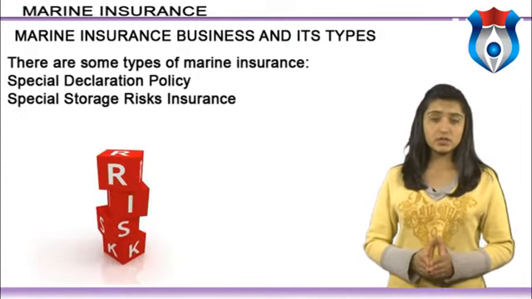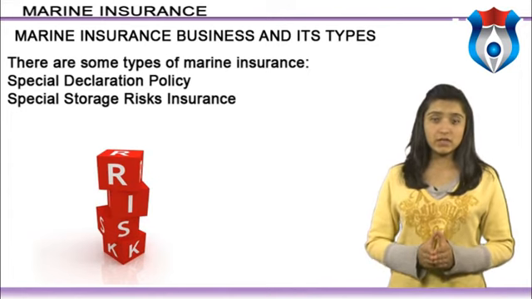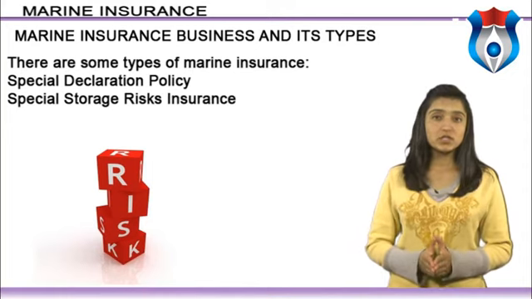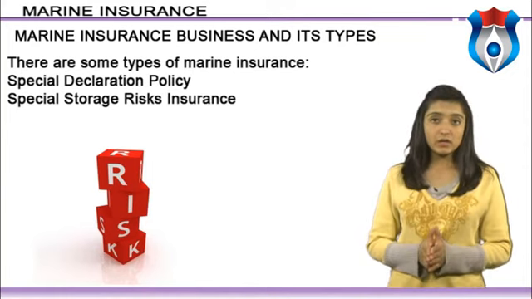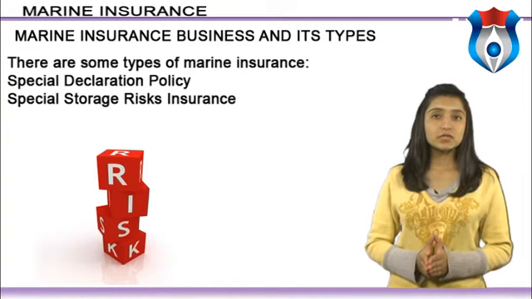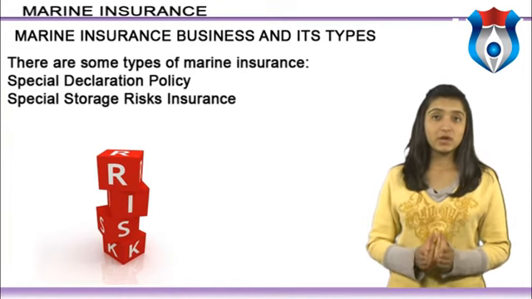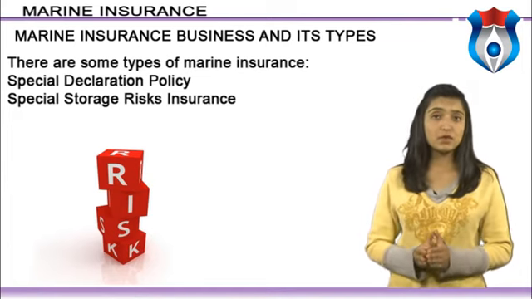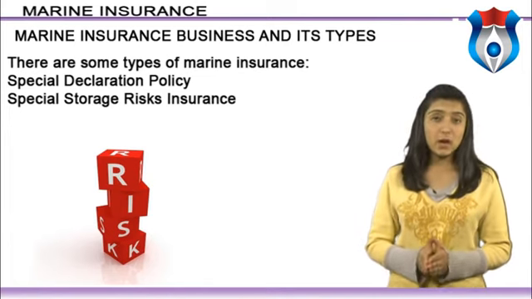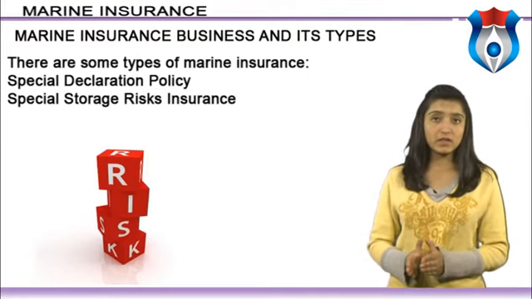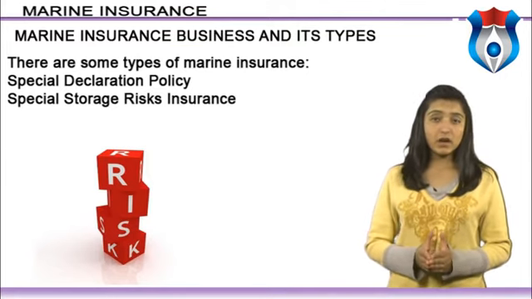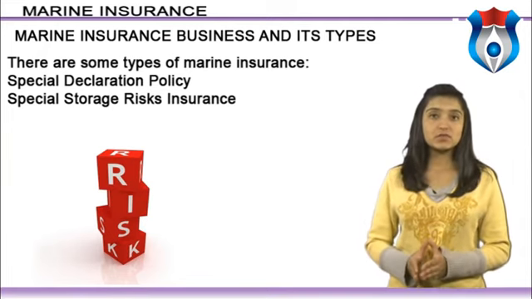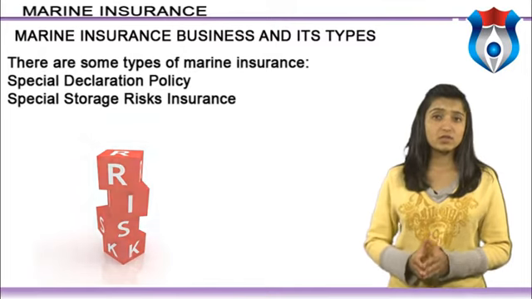B. Special storage risks insurance. This insurance is granted in conjunction with an open policy or a special declaration policy. The purpose of this policy is to cover goods lying at the railway premises or carriers' godowns after termination of transit cover under open or special declaration policies but pending clearance by the consignees. The cover terminates when delivery is taken by the consignee or payment is received by the consignor, whichever is earlier.